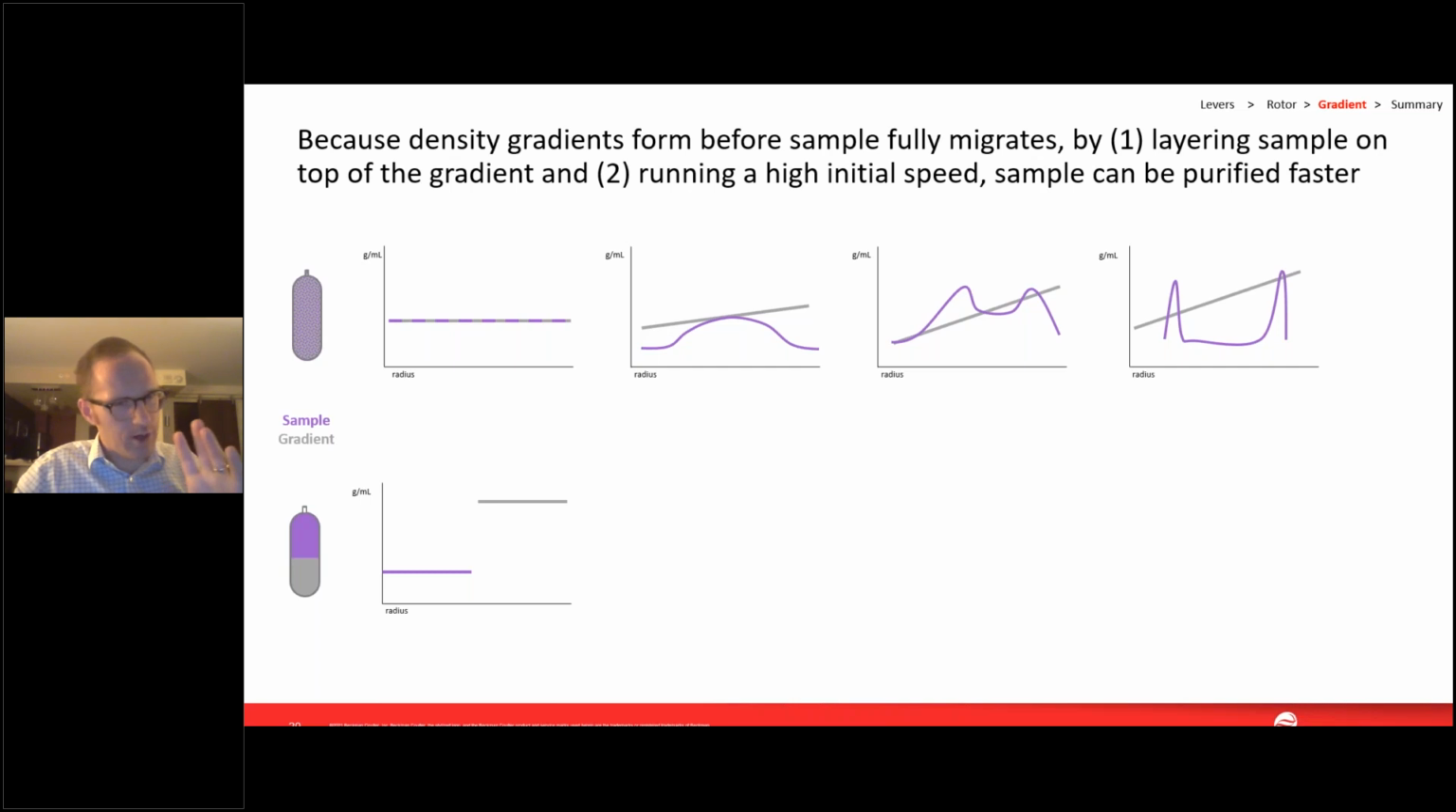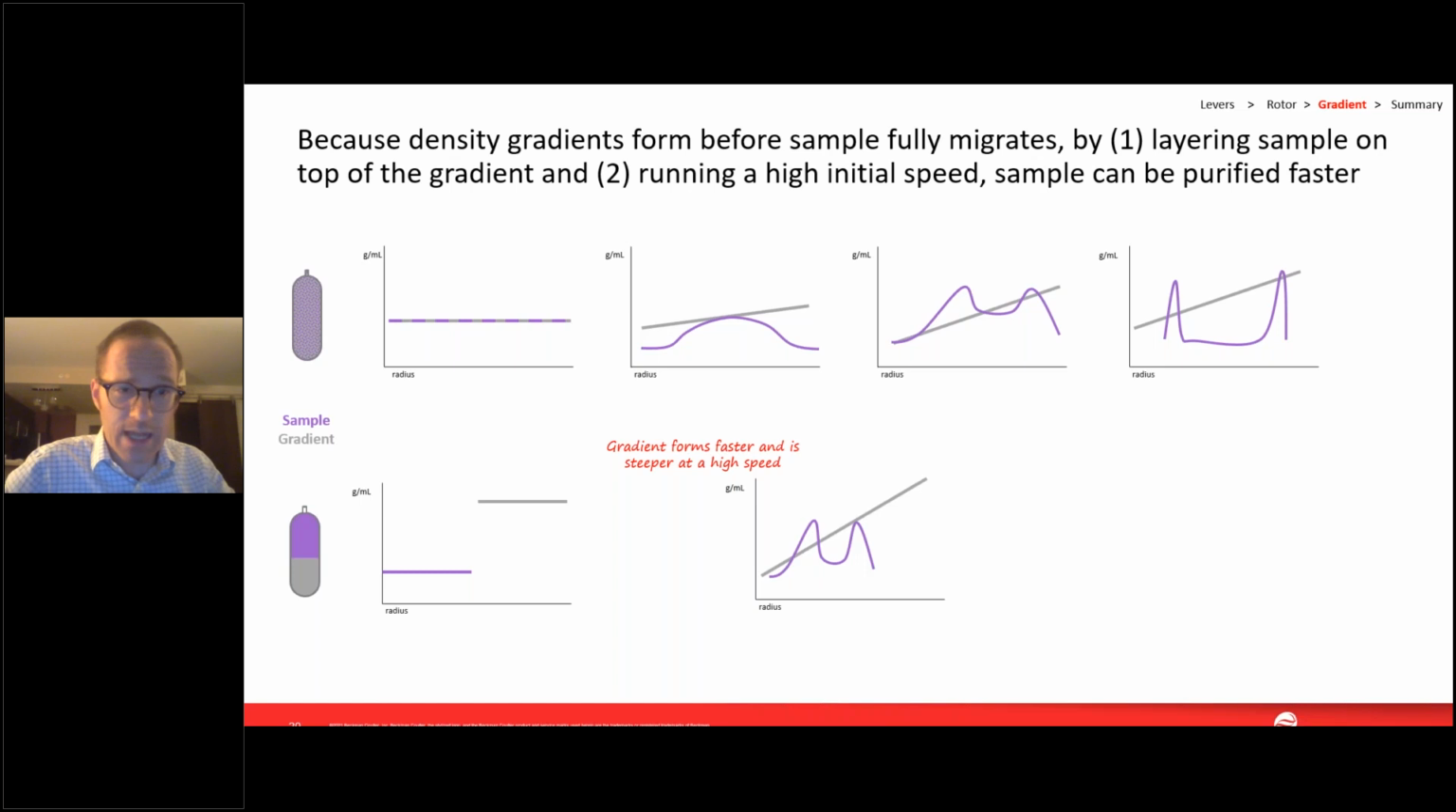But if we go down to the bottom now, if you look at this instead, where all your gradient is just at the bottom of the tube, it forms a gradient faster because you've already started forming that gradient just by having one step. You could have multiple steps and it will form the gradient even faster. It forms that gradient faster, and it forms it steeper if you're doing this at a higher speed as well. And that higher speed will enable you to form this gradient very quickly.